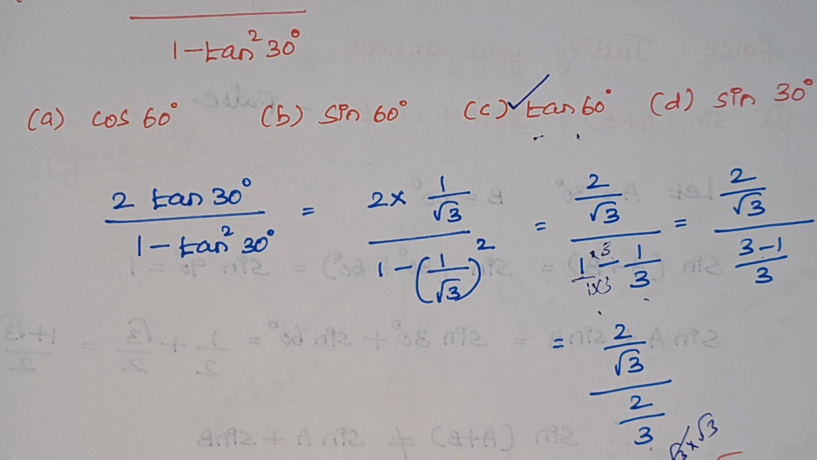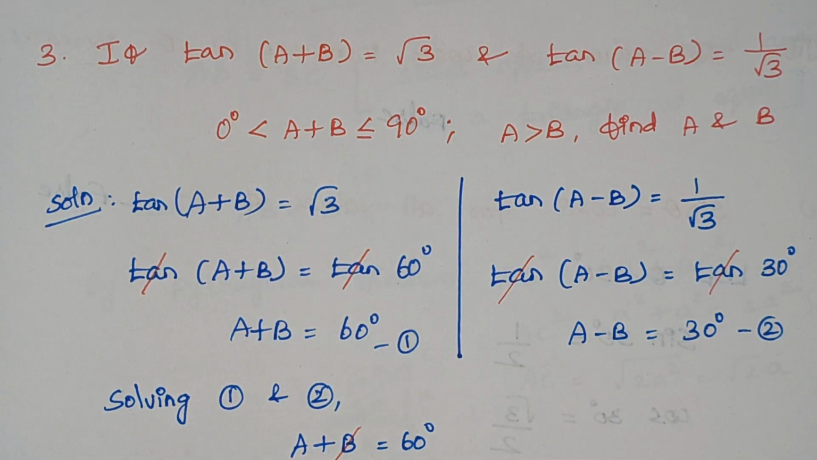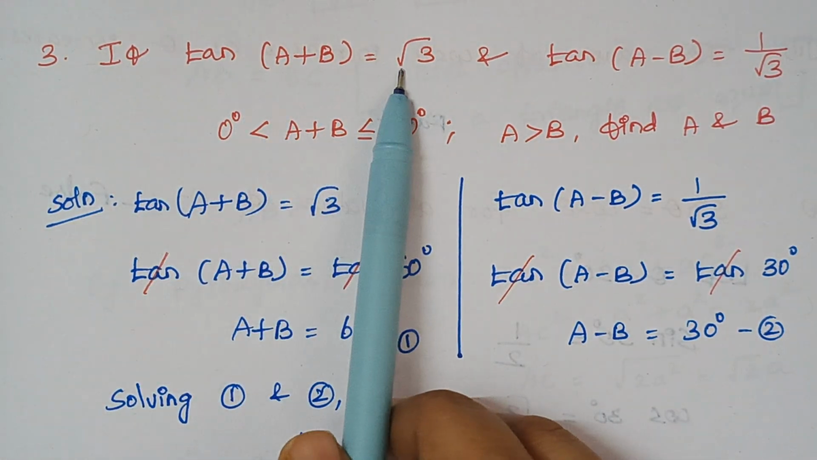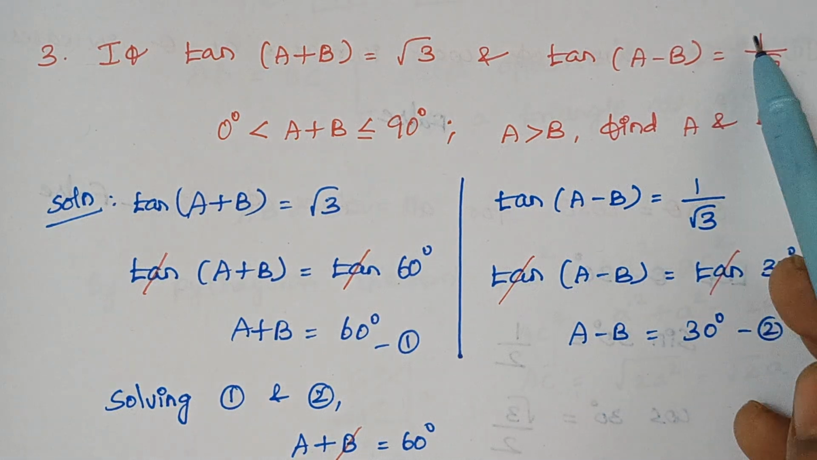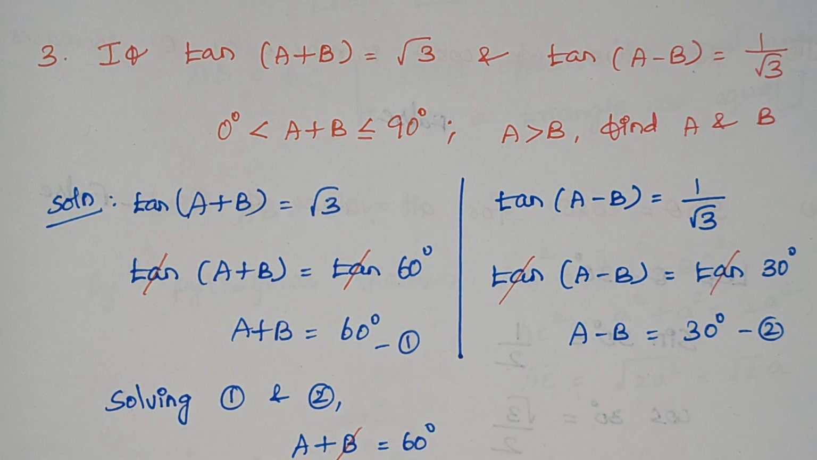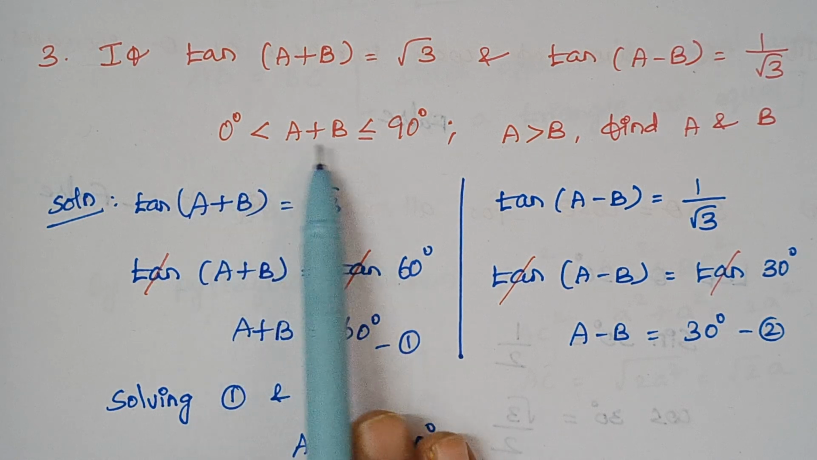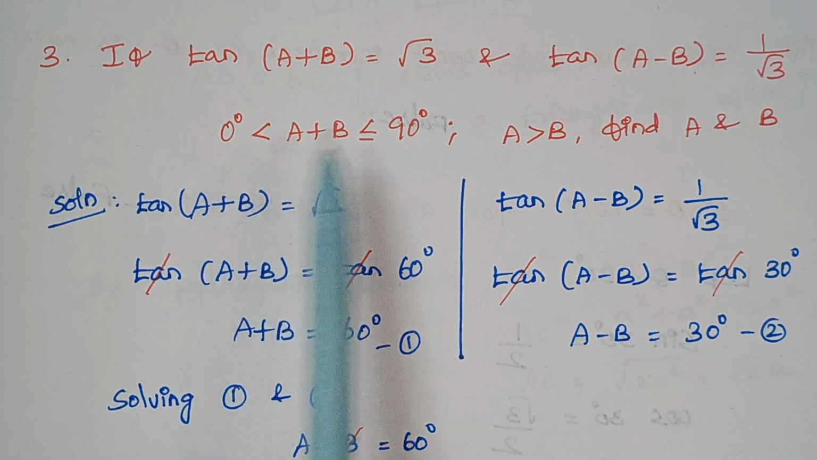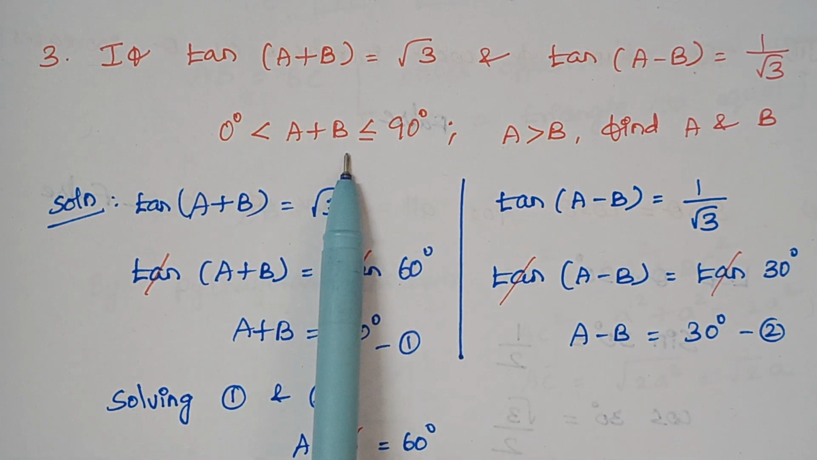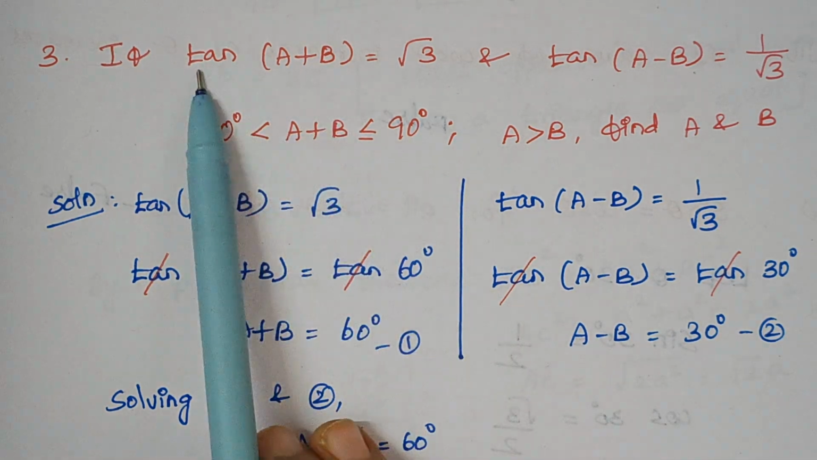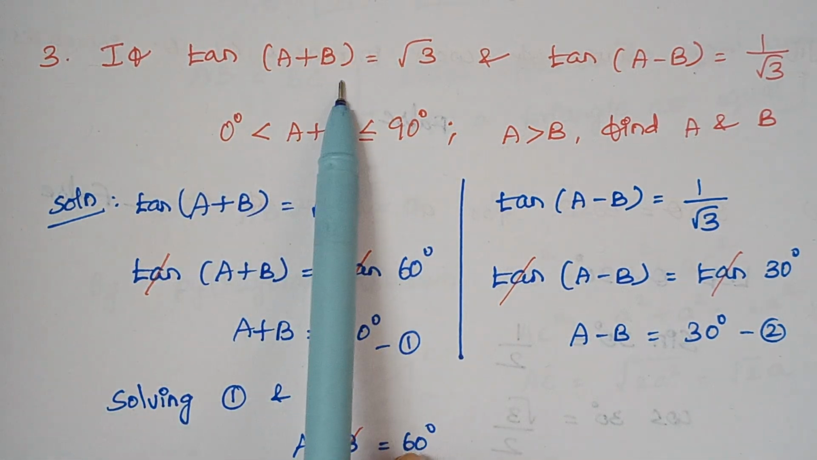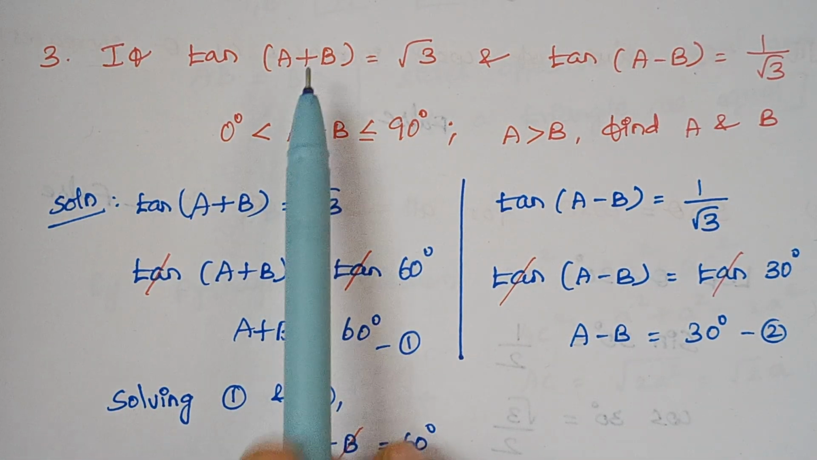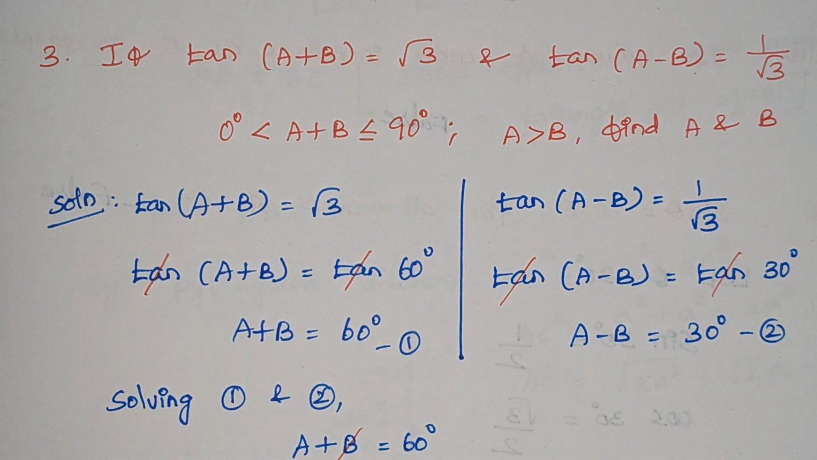We will move on to the third problem. If tan(a plus b) equals root 3 and tan(a minus b) is equal to 1 by root 3, this is your condition. The value a plus b is greater than 0 degrees and less than or equal to 90 degrees, which means that this represents some angle lying between 0 and 90 degrees. So we have to find the values of a and b.